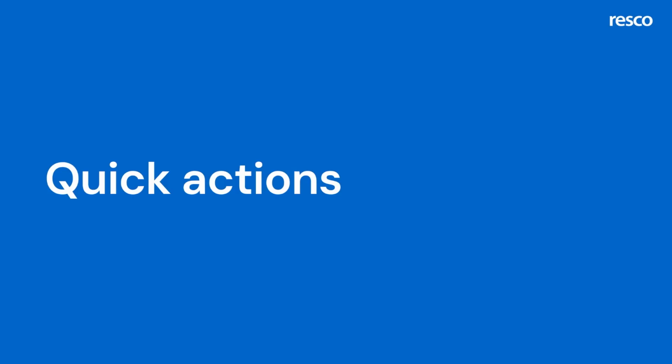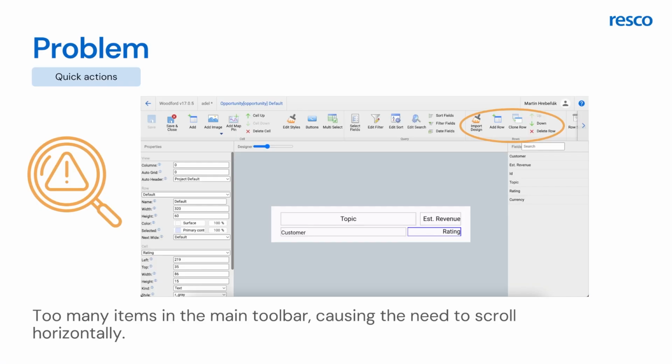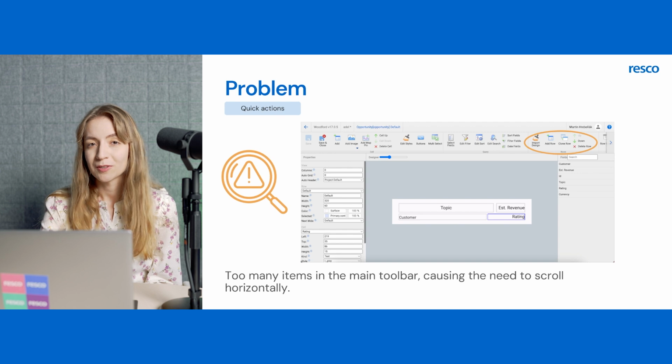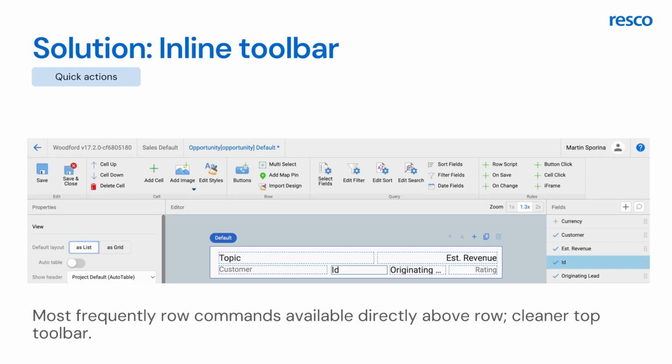Now a small usability improvement in the work with quick row actions. Previously, to move, clone, or delete rows or import their designs, you had to use commands in the top toolbar. This toolbar was horizontally scrollable, which made it difficult to use. Now they are conveniently accessible directly above the row, and the main toolbar is cleaner.